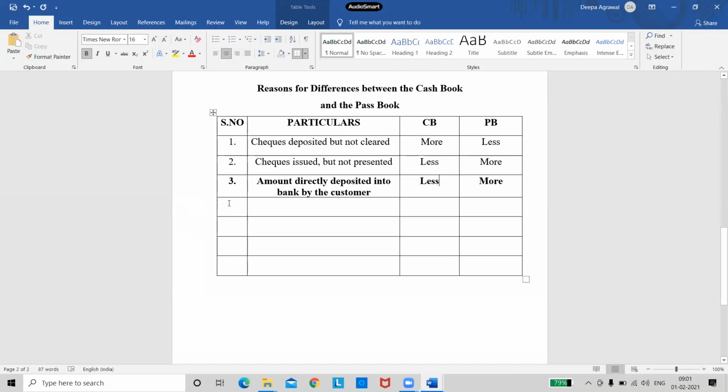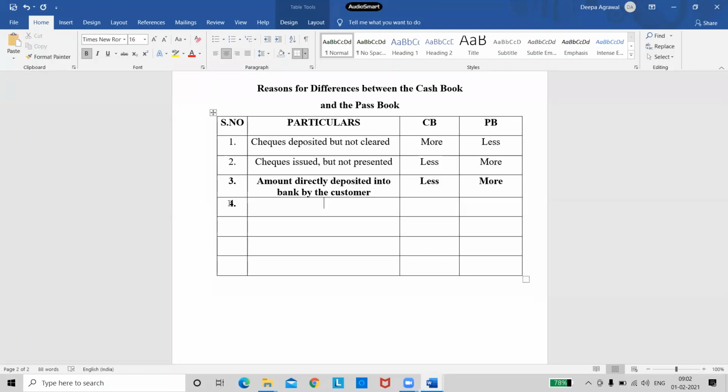Right? Now I go to the fourth point. Are the first 3 points clear to everyone? Yes, ma'am. So immediately when you see a transaction, you should know which book balance will be more and which book balance will be less. Right? So: checks deposited but not cleared, checks issued but not presented, amount directly deposited into the bank by the customer.